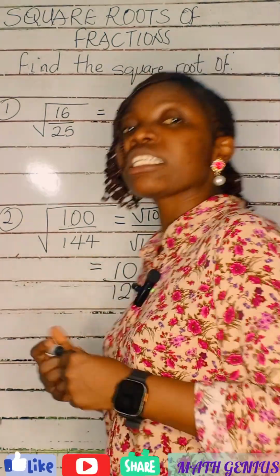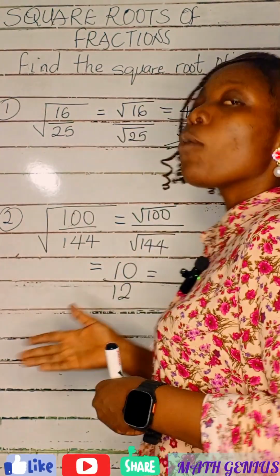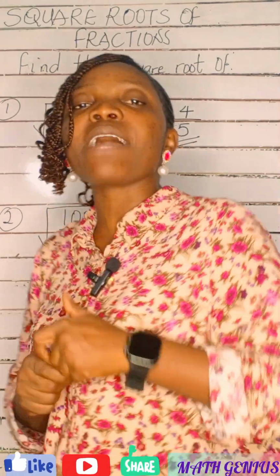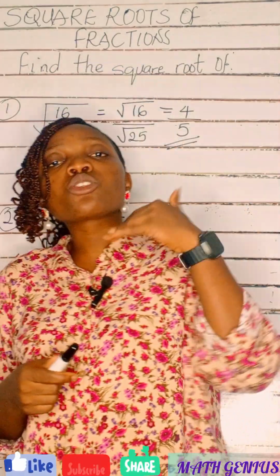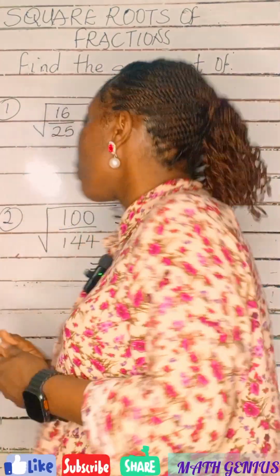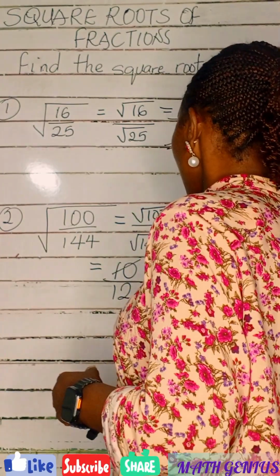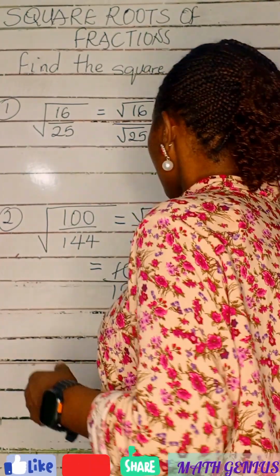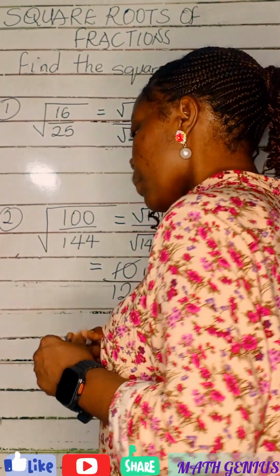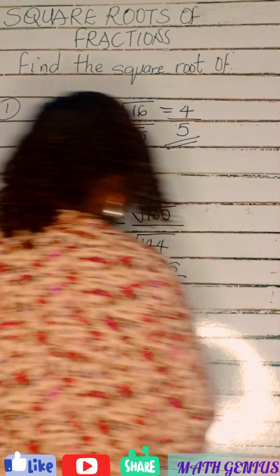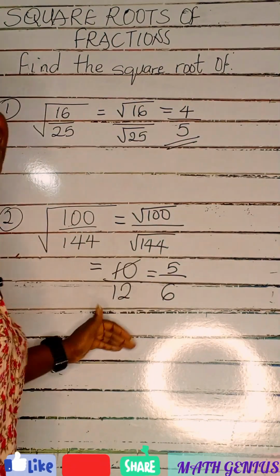Therefore, now check this fraction. It's reducible. What I mean by reducible is that something can divide the numerator that can also divide the denominator. 2 can go. When 2 goes into 10, you are going to have 5. 2 goes into 12, you are going to have 6. So at the end of it, we are going to have 5 over 6 as the final answer.